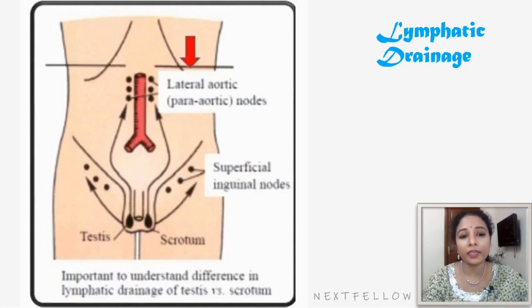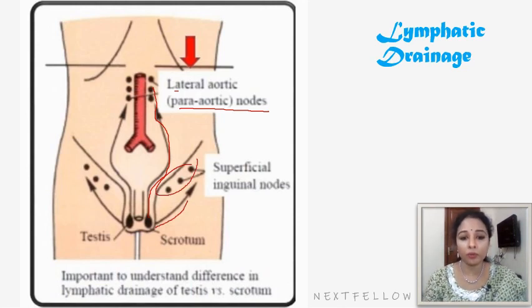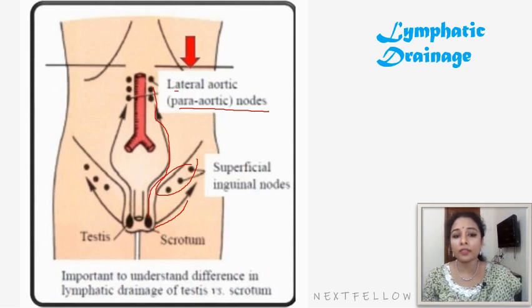Next, regarding the lymphatic drainage, the testis drains into the lateral aortic lymph nodes, also called para-aortic lymph nodes, which lie along the testicular vessels. The scrotum drains into the superficial inguinal lymph nodes. This difference has to be understood: the testis drains into para-aortic lymph nodes, whereas the scrotum drains into superficial inguinal lymph nodes.